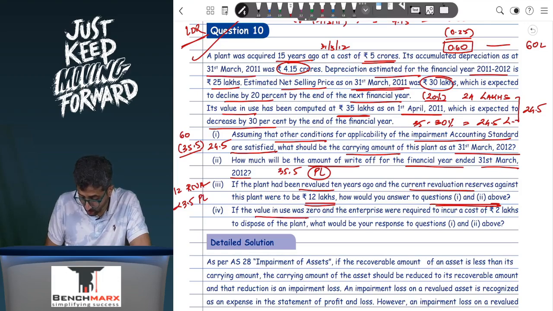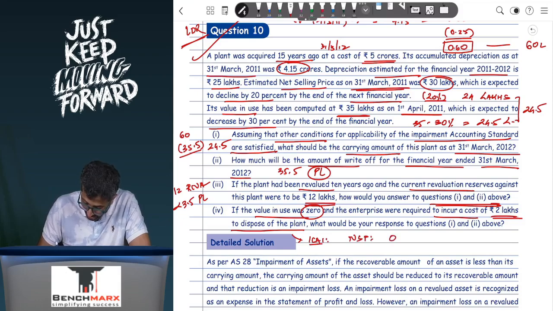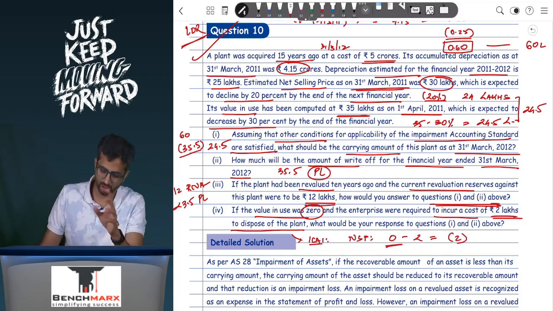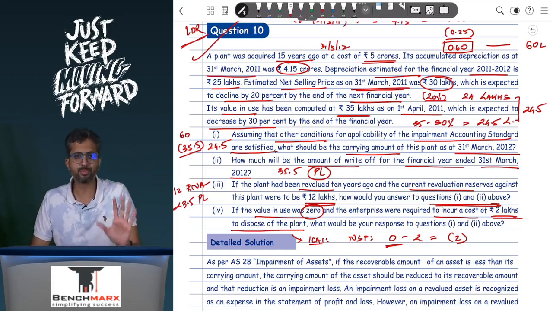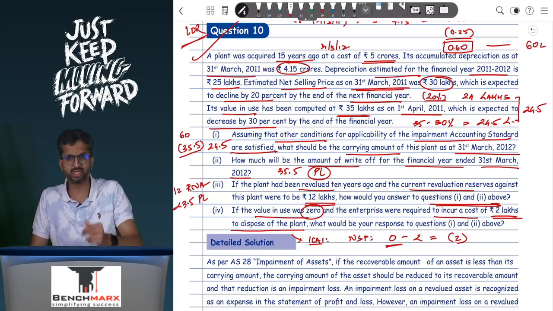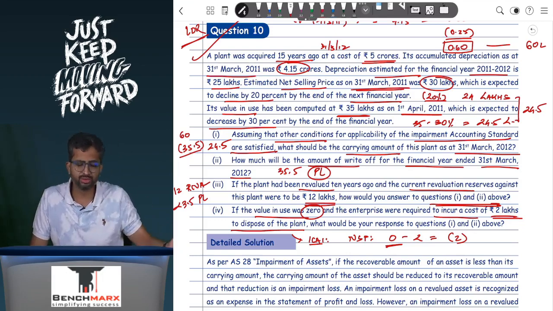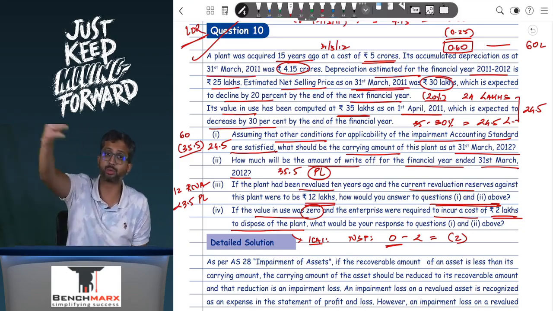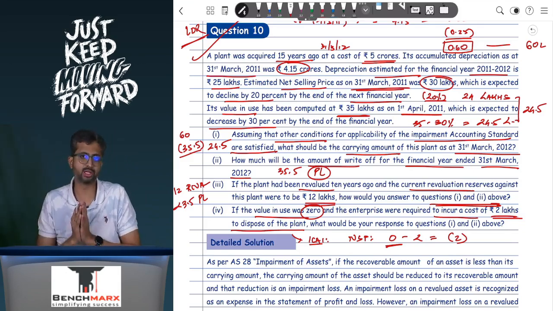The last: if the value in use was 0 and the enterprise was required to incur a cost of 2 lakhs to dispose of the plant, the institute, ICAI, has assumed that the net selling price would be a fair value of 0 minus 2, that is equal to minus 2. Now in my opinion, instead of 0, one can always assume that 24, which was the given net selling price, is taken. 24 minus 2 is equal to 22. It can be done, but if it comes in the exam, it is best to keep consistency with the institute solution, where in such a question they have said that if the value in use is 0 and it had to be disposed of at a cost of 2, we will assume 0 rupees, like the nuclear plant question 6 case, minus 2, and hence your answer comes to a negative 2.